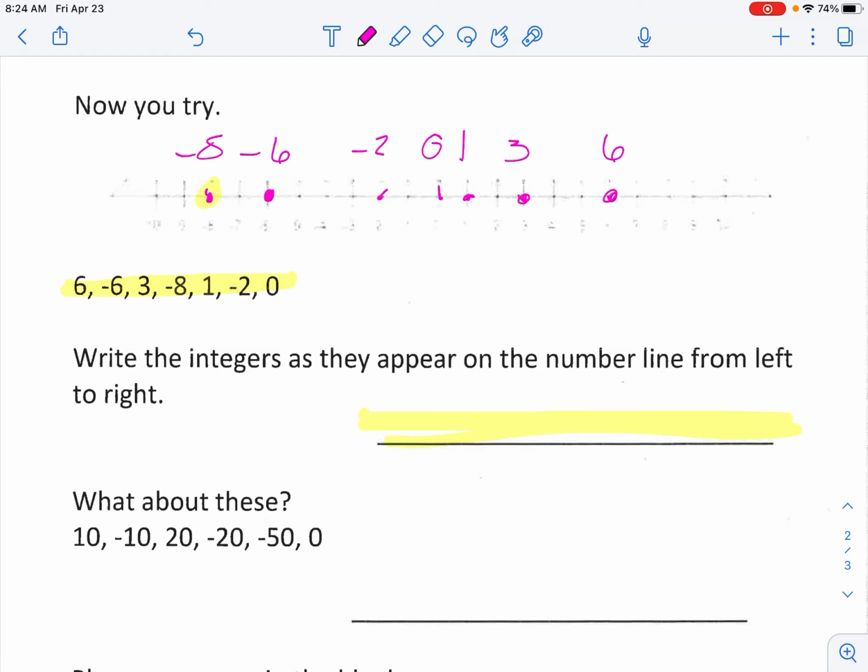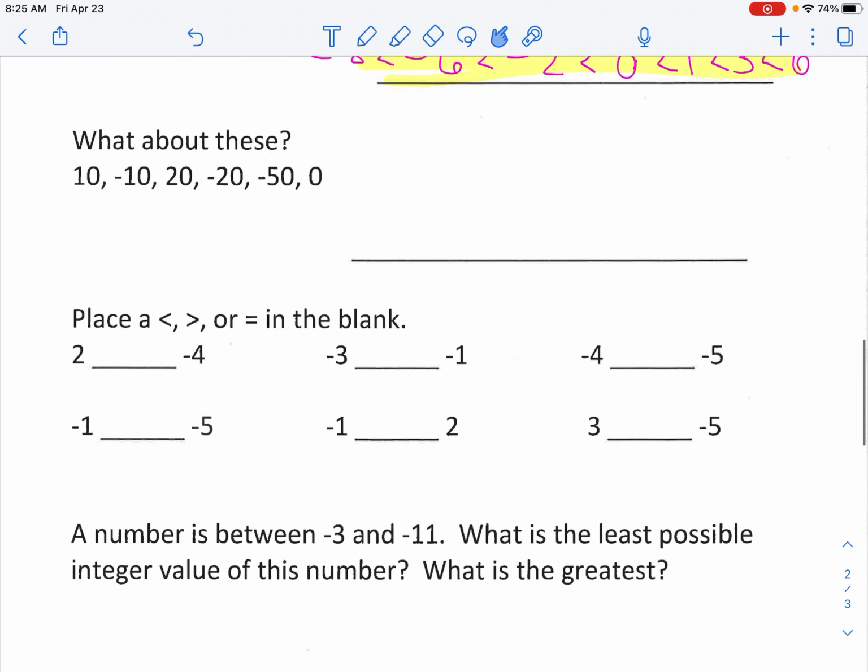So I'm going to start with my -8, which is less than, I'm going to keep moving down the line, -6, keep moving to the right, is less than -2, is less than 0, is less than 1, is less than 3, is less than 6. So check your answers with mine. Go ahead and correct it if you made a mistake.